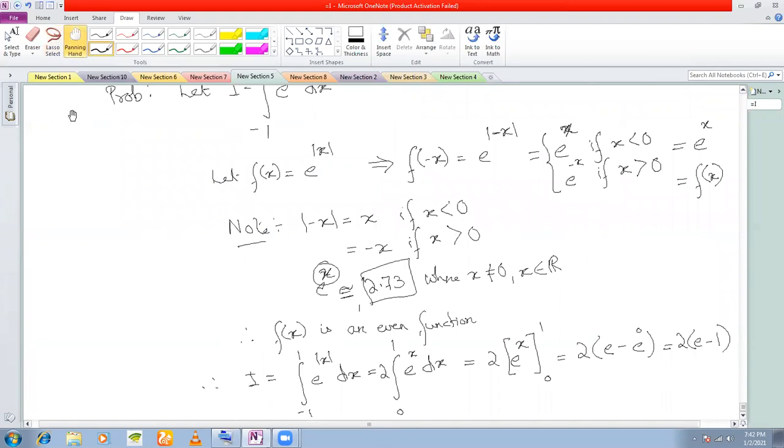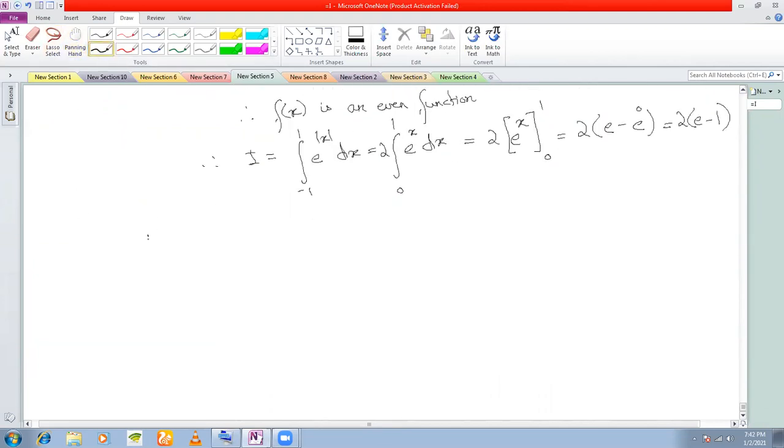Applications of integral a to b f(x) dx is equal to integral a to b f(a plus b minus x) dx.